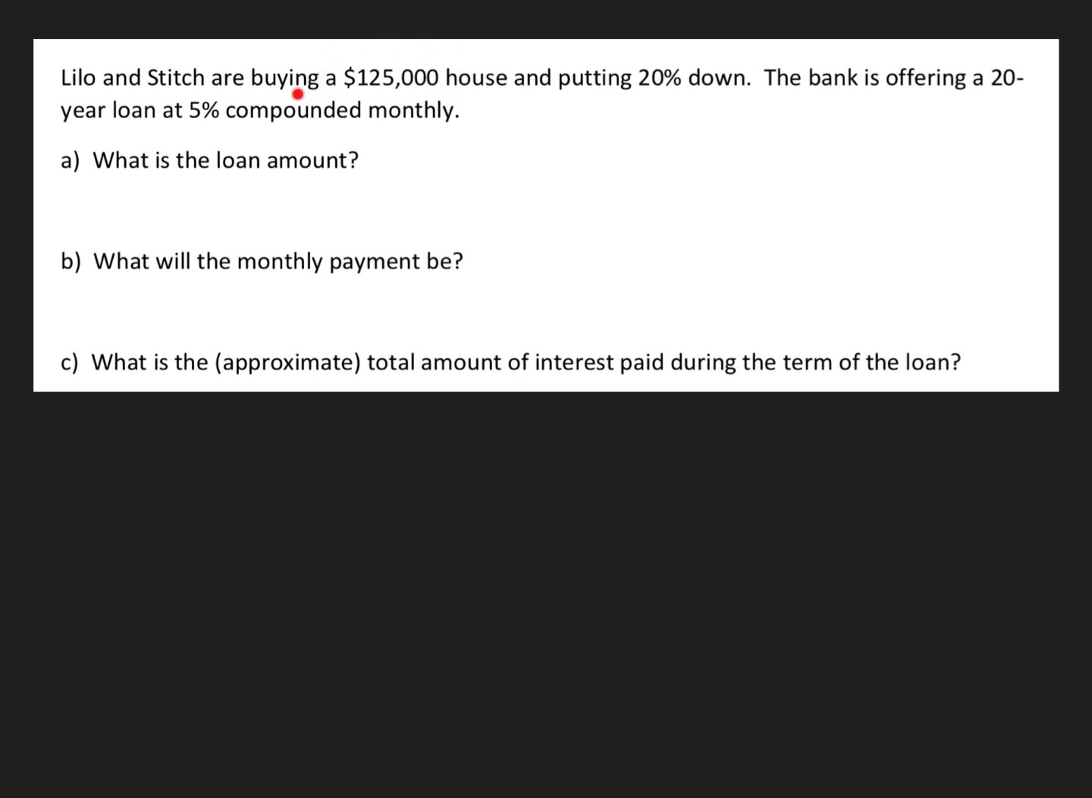$125,000. That's how much the house costs. But since Lilo and Stitch are putting 20% down, the loan will not be that much because they're paying some of that value right up front. So you can take the value of the house, $125,000, times 0.2, that's 20% as a decimal, to find the down payment will be $25,000.